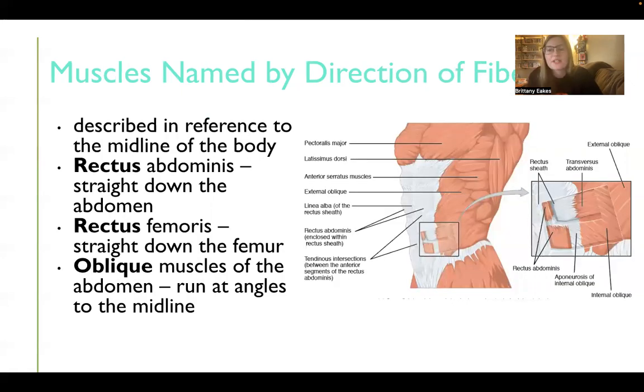Muscles named by the direction of fibers. This is described in reference to the midline of the body. The rectus abdominis is straight down the abdomen. The rectus femoris would be straight down the femur. And the oblique muscles of the abdomen run at angles toward the midline, so they get the name oblique.